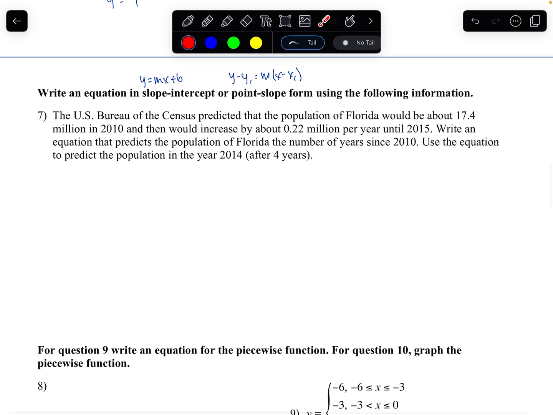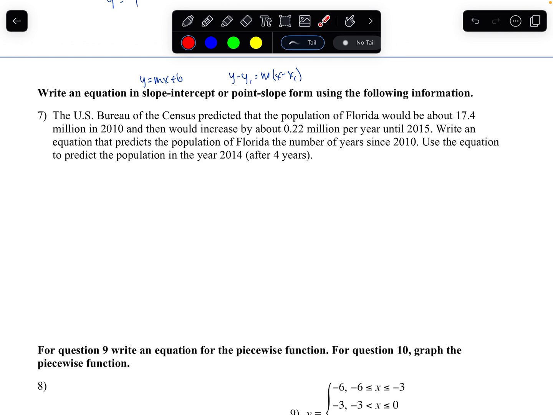The U.S. Bureau of the Census predicted that the population of Florida would be about 17.4 million in 2010, and then it would increase by 0.22 million per year until 2015. Write an equation that predicts the population of Florida given the number of years since 2010. So we're trying to make a formula that will predict the population of Florida from 2010 to 2015, meaning that the formula we come up with is only going to be valid for these 5 years.